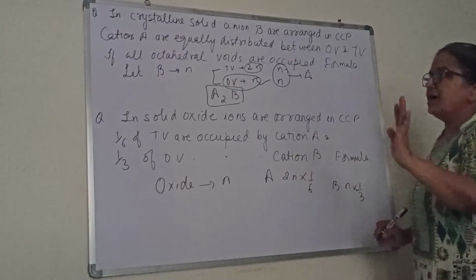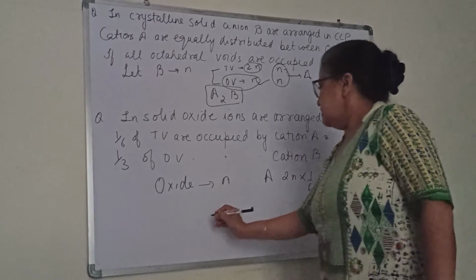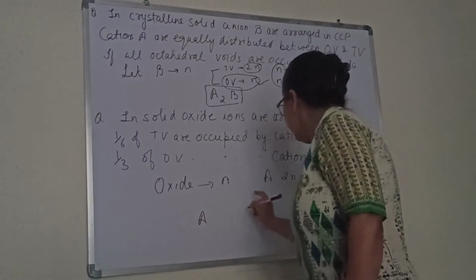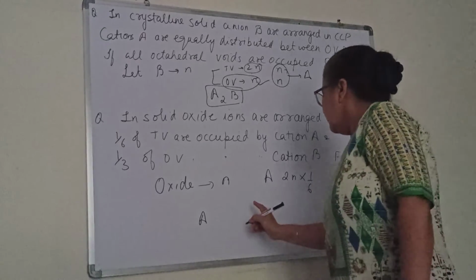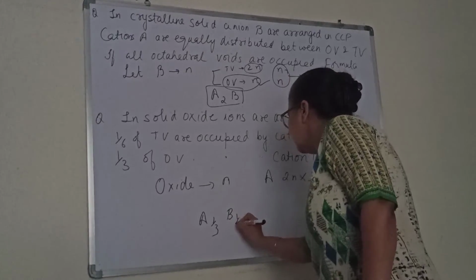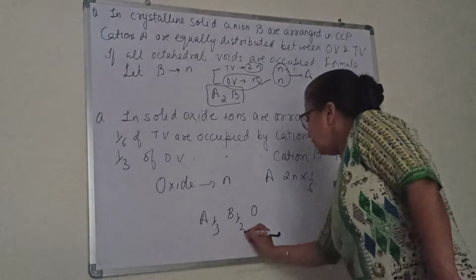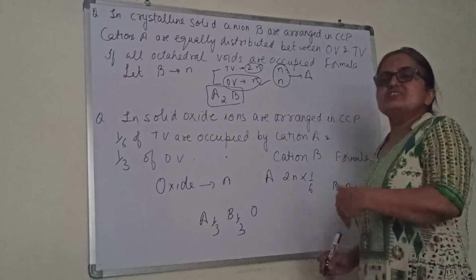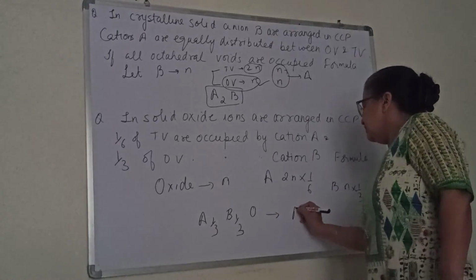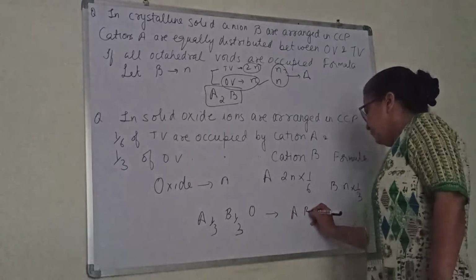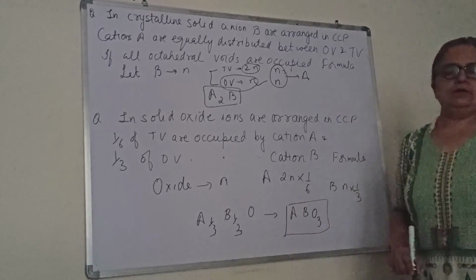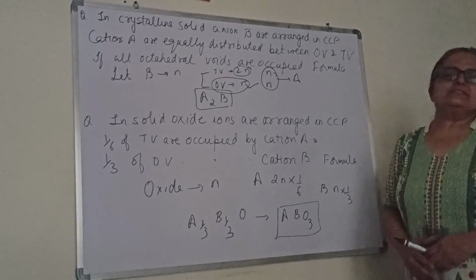Now I will write it without n. Because A and B are cations, I am writing them in the front. So A, this I will simplify as 1/3. So 2 into 1/6, A is 1/3. B is again 1/3. O is 1. So if I have to simplify this, I will multiply throughout with 3. I will get the answer as ABO3. This is the answer. Okay. For today you practice this much. Note down.